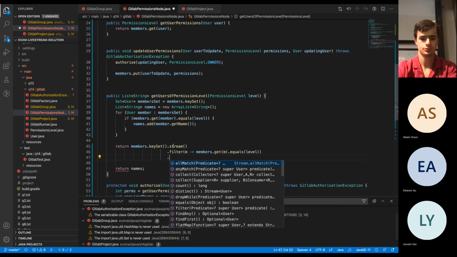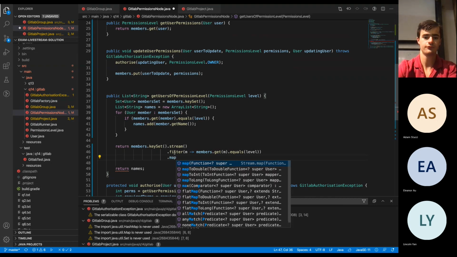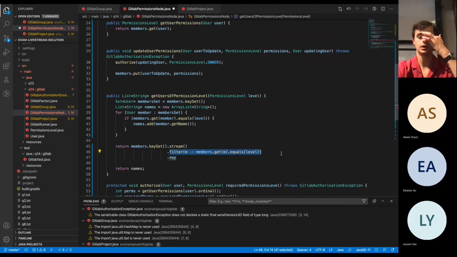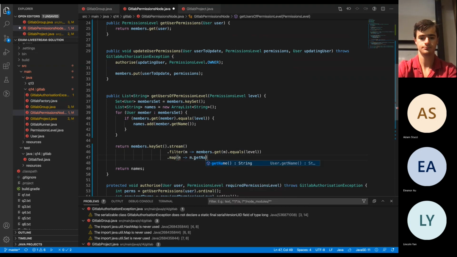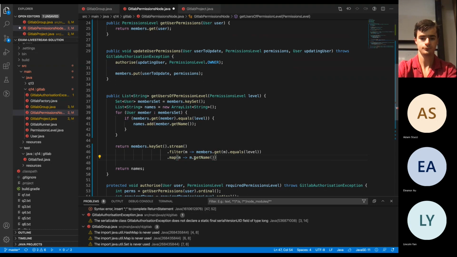So we filter all of the members that aren't of the same permissions level, and now we want their name, so we say map. Now there's a bunch of ways you can do this. This is the syntactically easy way. Say m.getName, which gives us back a string.